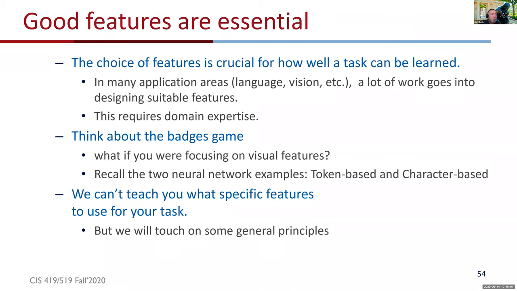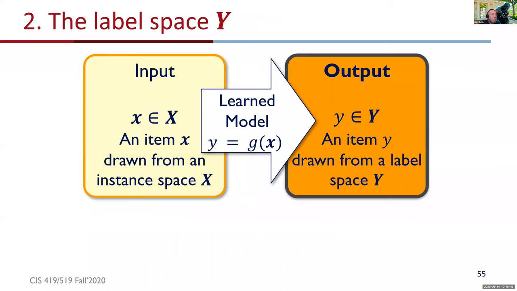So we already, from the discussion that we had, hopefully realized that good features are important. If we don't know which features to use, for example, in the badges game, if you were focusing on visual features, you wouldn't get it. I gave you last time the example of two very expressive neural networks, one token-based and one character-based, and you could see that the token-based, even though it was a very, very big and expressive model, didn't get it. Could not learn from the data given because it did not use the right features. So that's something to keep in mind.